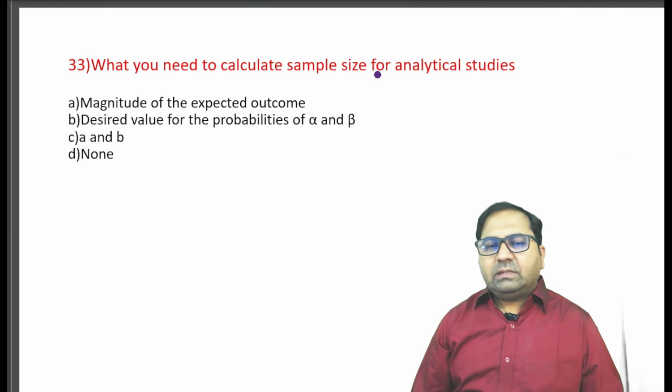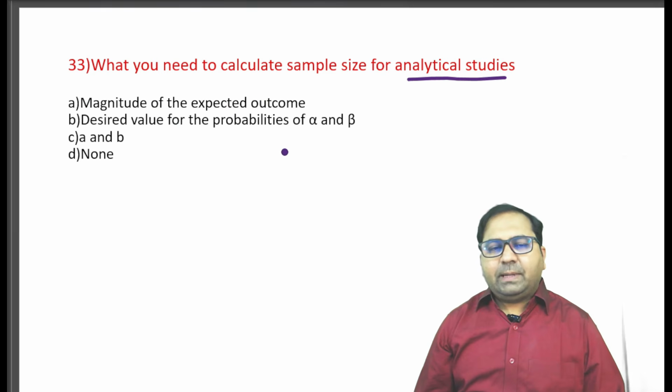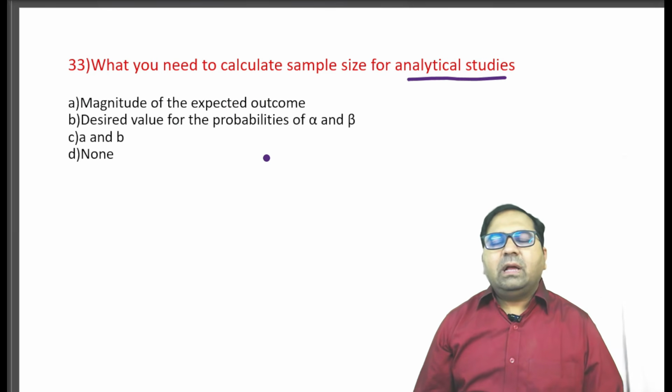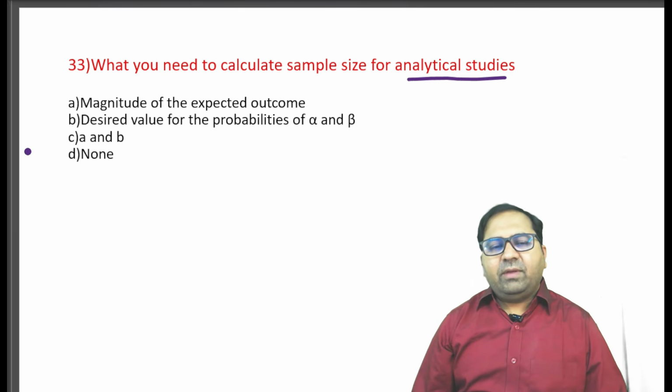What do you need to calculate sample size for analytical studies? Options are A, magnitude of the expected outcome, B, desired value for the probabilities of alpha and beta, C, both A and B, or D, none of the above. The answer is very simple. It is C. We require both the magnitude of the expected outcome and a desired value for the probabilities of alpha and beta.